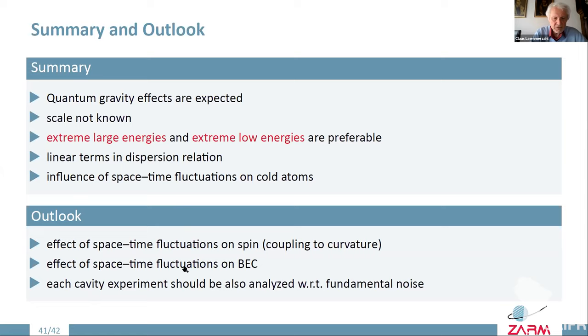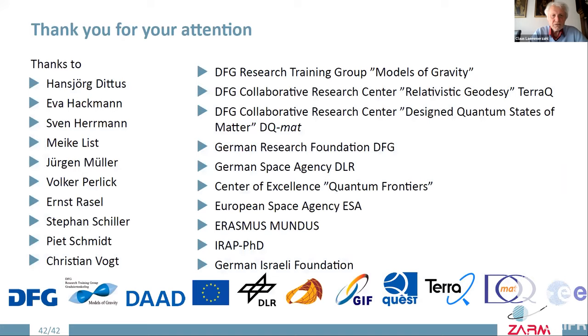And what should be done is to also discuss spin, which couples to the curvature, really to discuss the fluctuations acting on Bose-Einstein condensates. And also if one is doing an experiment, it would be nice to analyze the data with respect to such kinds of models. So with this, I thank you very much.